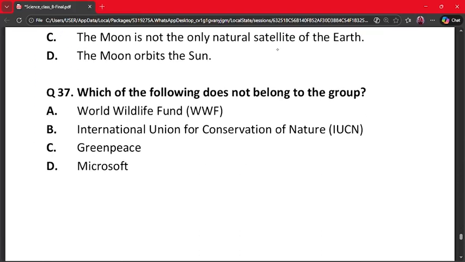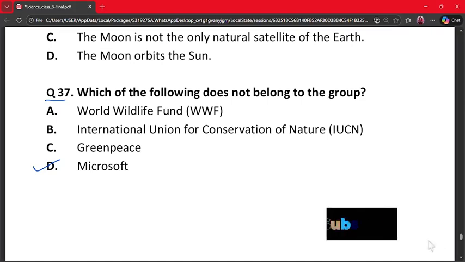Our next question is question 37. Which of the following does not belong to the group? A. World Wildlife Fund WWF. B. International Union for Conservation of Nature. C. Greenpeace. And D. Microsoft. Clearly the correct answer is option D, because WWF, IUCN and Greenpeace work for conservation. Microsoft does not. So option D is the odd one out.